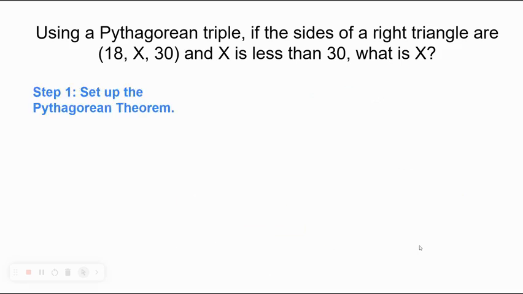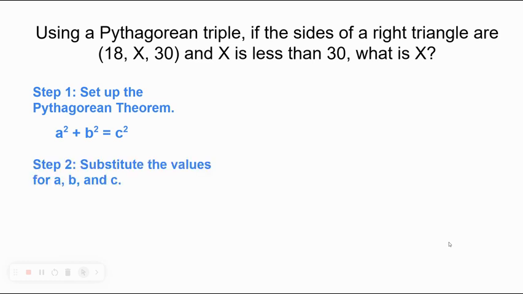I think step one is to set up the Pythagorean theorem. Remember, that's a squared plus b squared equals c squared. And the one thing to remember is that c squared has to be the hypotenuse. That has to be the largest side of the triangle. So in our case, that's the 30.